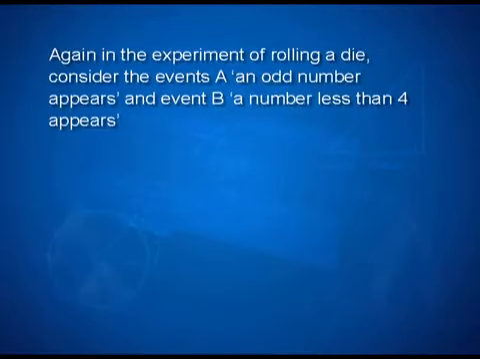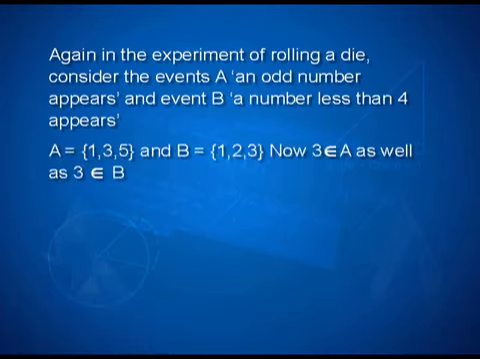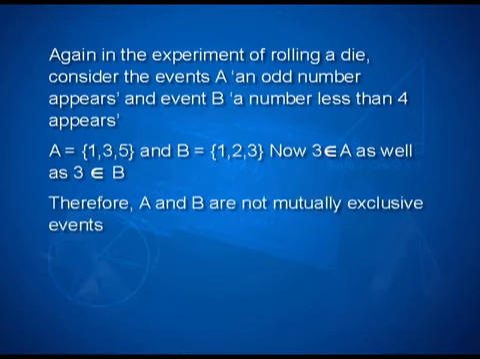Again, in the experiment of rolling a die, consider the events A, an odd number appears, and event B, a number less than 4 appears. Obviously, A is equal to {1, 3, 5} and B is equal to {1, 2, 3}. Now, 3 belongs to A as well as 3 belongs to B. Therefore, A and B are not mutually exclusive events.